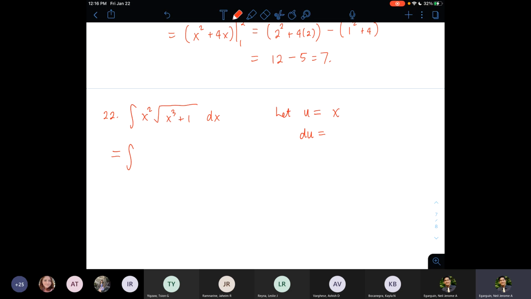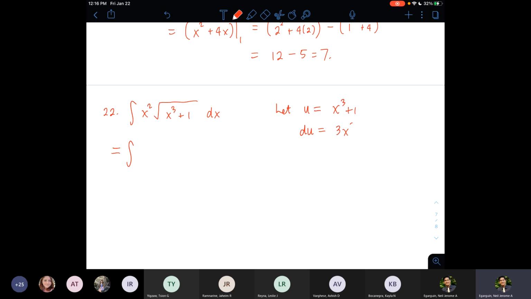Let u be equal to simply x cubed plus 1. And hope that I get a nice du. And this substitution will make the integral much simpler than the original form, right? So let's check if indeed u equals x cubed plus 1 is a nice substitution. Well, how do we do so? Look for du. Take the derivative of both sides. So here we get du equal to 3x squared dx. And check if this is readily available in the integrand.